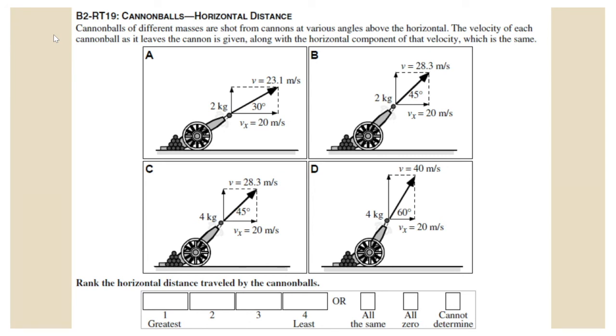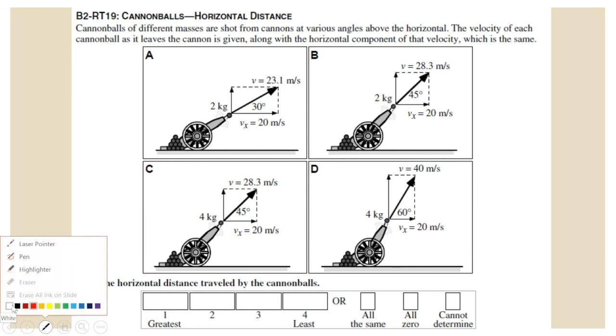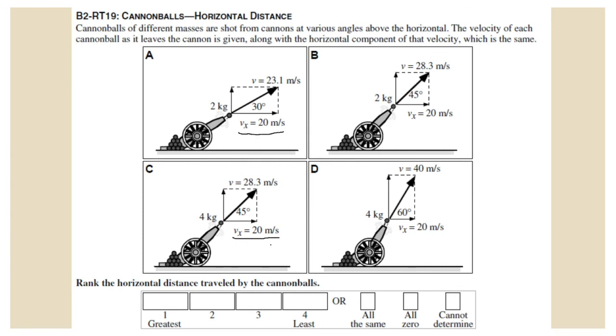Okay, this is a nice question. Looking at the information given in the problem, there's a lot of important things here. They tell you that the cannonballs are different masses, which is worthless, as we've established already. And it says the velocity of each cannonball as it leaves the cannon is different, which it says here next to all the vector diagrams. And it says along with the horizontal component of that velocity, which is the same. If you look at the diagram here, you notice that the horizontal velocity is the same, 20 meters per second. Interesting. And they're asking you to rank the horizontal distance traveled by the cannonballs.